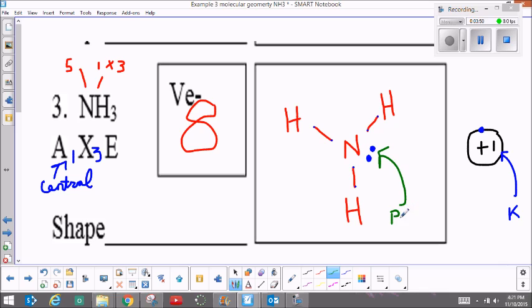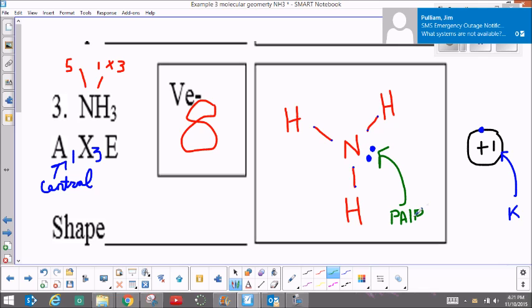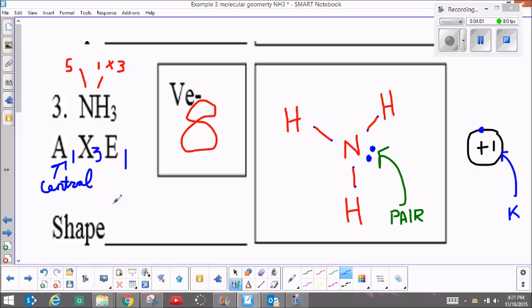And the E is how many extra electron pairs do you have on the central atom, and it's pairs. So how many pairs are in 2? The answer is just 1 pair. So my AXE, my A is 1, my X is 3, and my E is a 1.